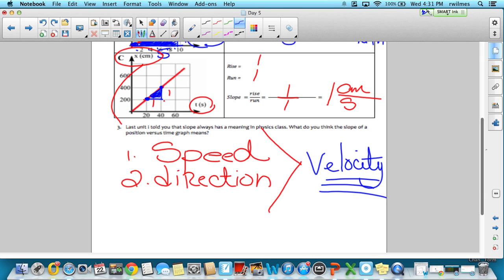Baseball pitchers, they talk about velocity a lot. It's the speed of the ball, but also the movement, whether it's a sinker or a curveball, or if it's in the right-hand corner of the plate. That's the direction the ball is going.